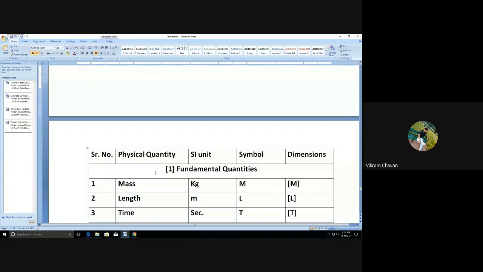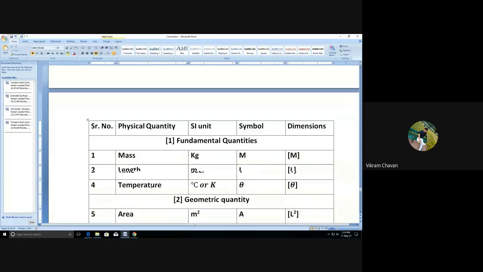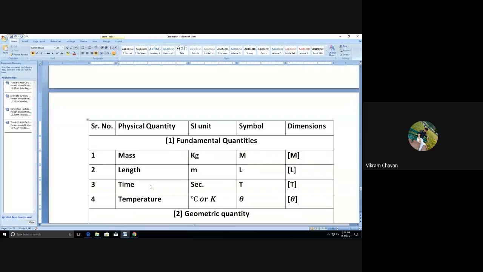of dimensions. So at the initial stage only we have to write all the physical quantities which we require in the further analysis and their dimensions and their units. So make a table. In that, the first column should be serial number, the second column should be physical quantity, the third column should be SI unit, the fourth column should be symbol, and the last column should be dimensions. So in this manner you prepare one table.